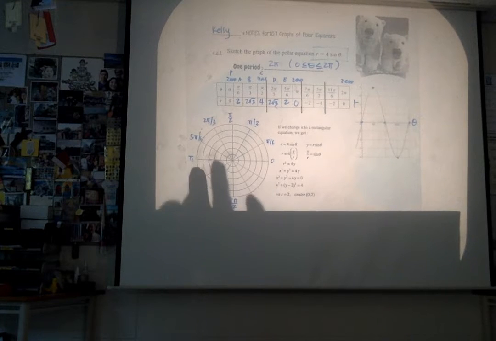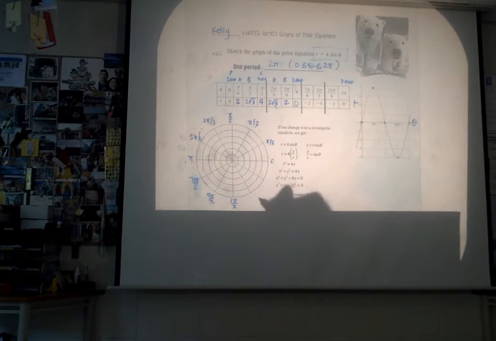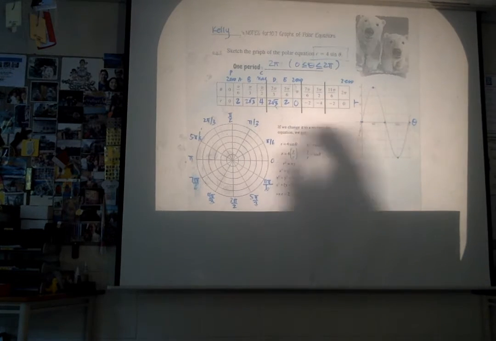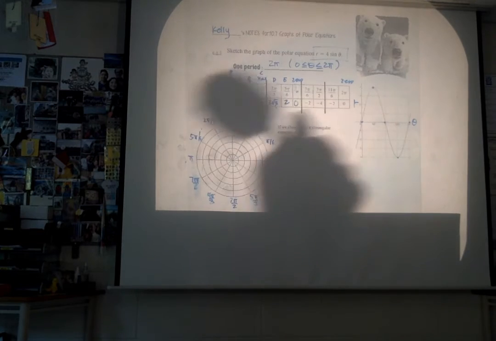Sorry, this is 7 pi over 6. This is 4 pi over 3. This is 5 pi over 3. 11 pi over, sorry about that, 11 pi over 6, right? Okay, good. We're going to use all this later, but let's actually look at this and graph this.